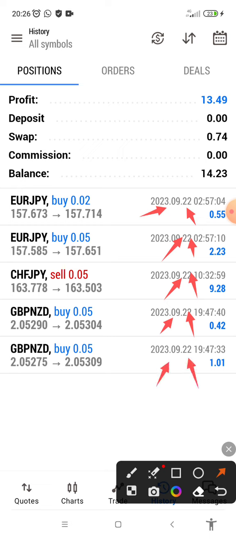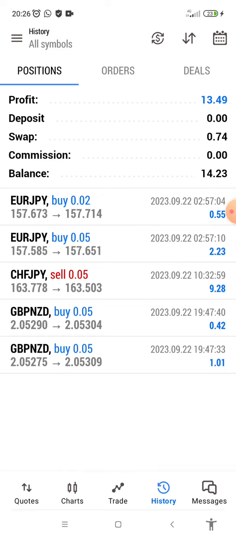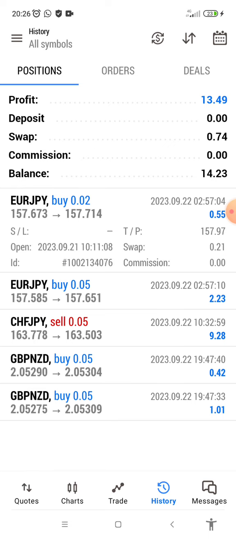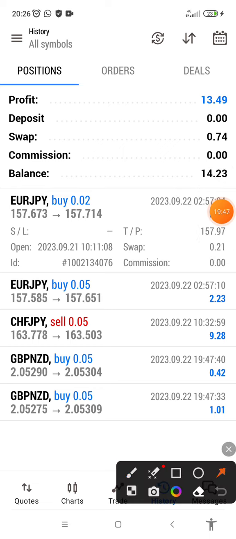So if you want to know the time that the trade was taken, all you have to do is to click on the trade, any of the trades here, and it will expand. Just as we clicked, and then it's expanded for us to see the swap fee. When you tap on it, you see that it has expanded. When it expands like this, you'll be able to see open here. If you look at it, you see open over here, and then you see dates and time.